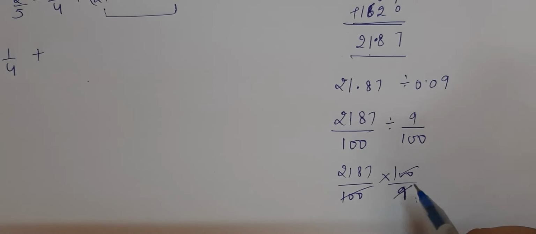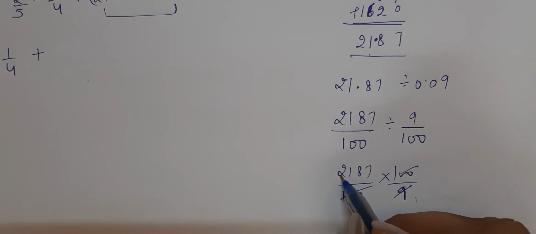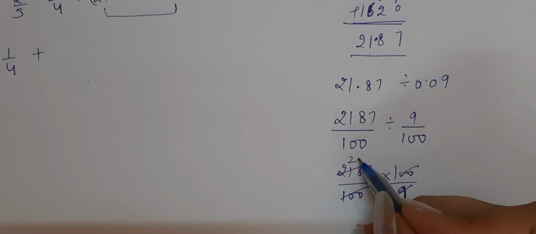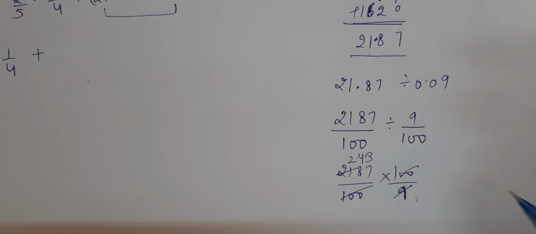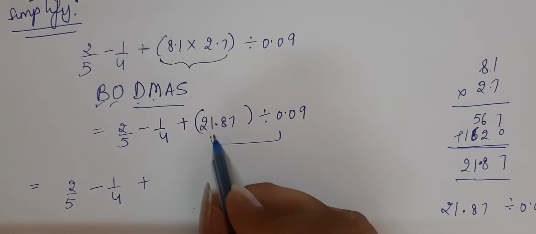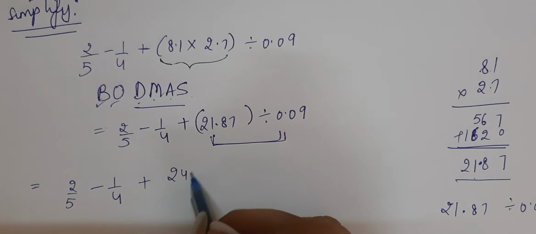So 9 with 21, 2187. It will go in first 2, then 3 will be the remainder. 3, 8, 38, 4, 36, 2, 27. Then again it will go 3. So the term here is 243. So the answer for this is 243. I can easily find out the answer now. Now my answer for the solving of this part is 243.